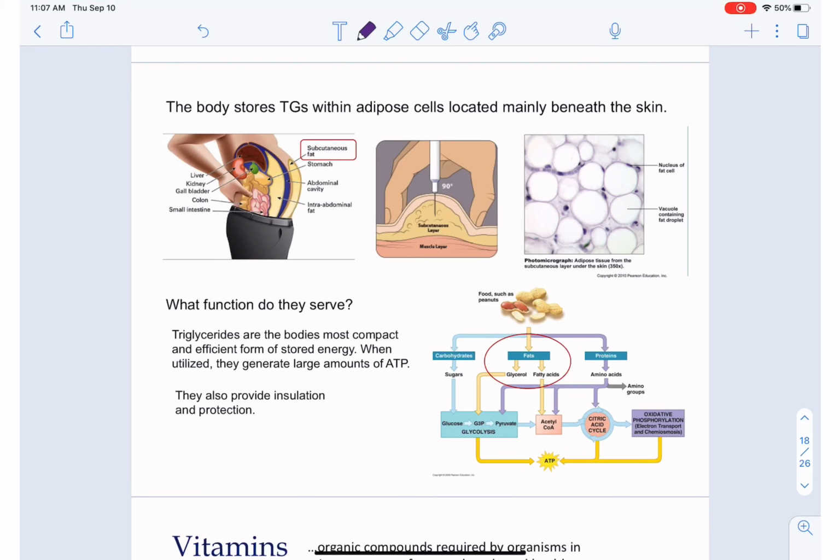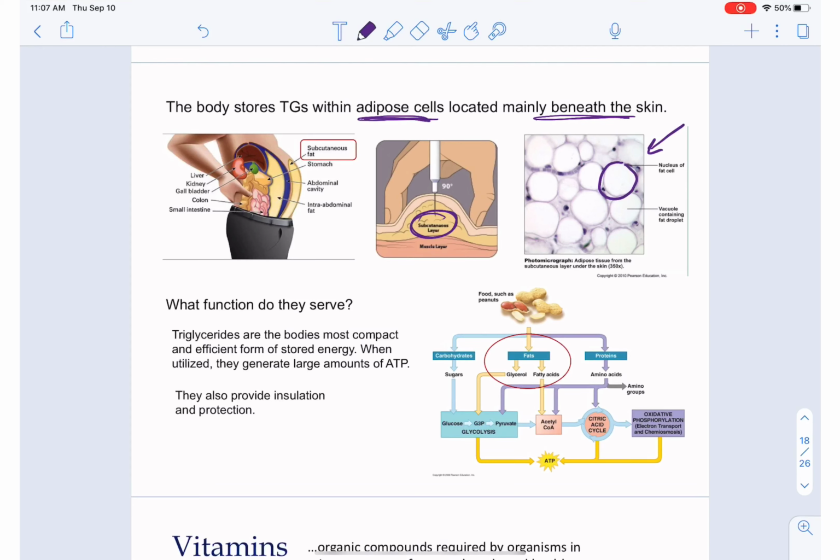So what does the body do with triglycerides? What does it do with lipids? We ingest lipids in the diet, then what happens to them? Well, the body stores triglycerides within adipose cells located mainly beneath the skin in what we call the subcutaneous layer underneath the skin. So this is histology of adipose tissue that we can find in the subcutaneous layer.